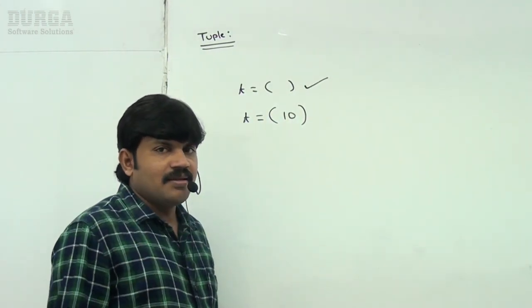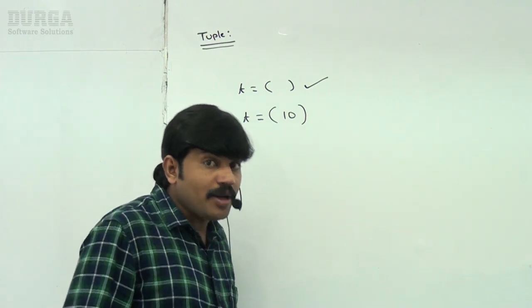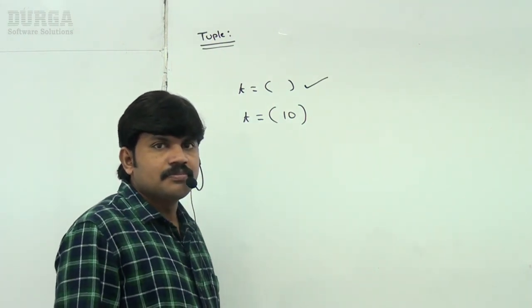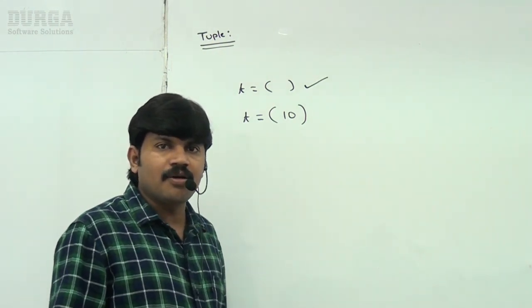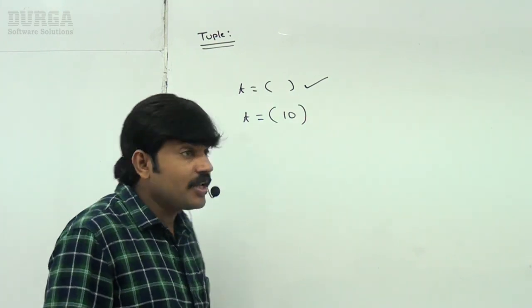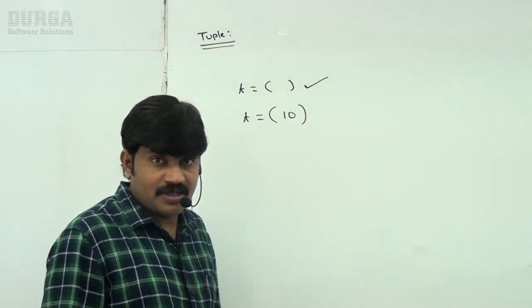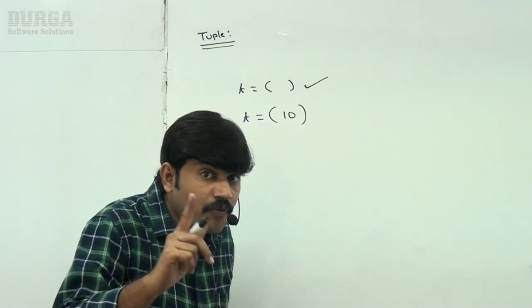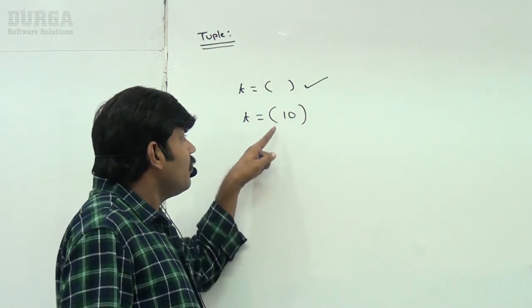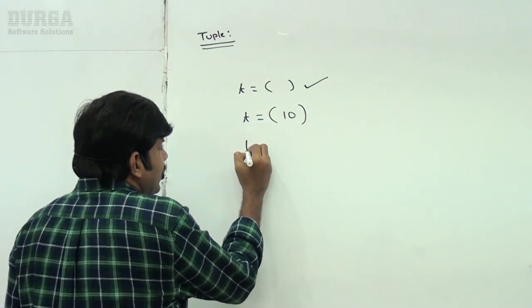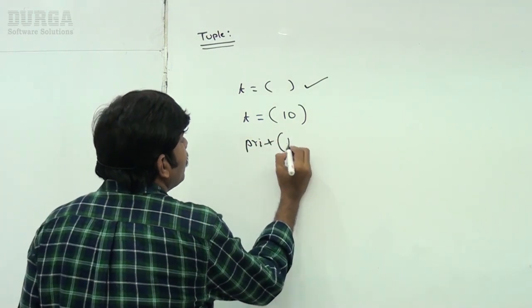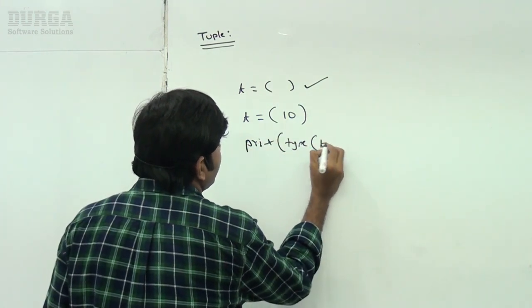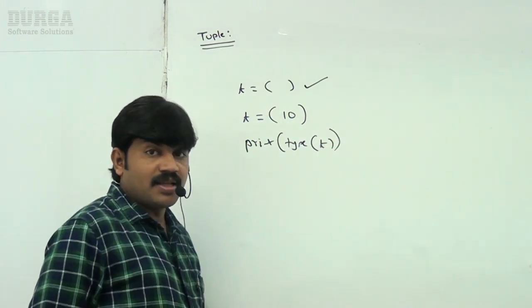Now, how many elements does the tuple contain? One element. Earlier there were 0 elements, but now how many? One element. So if I take print(type(t)), what answer are we going to get?